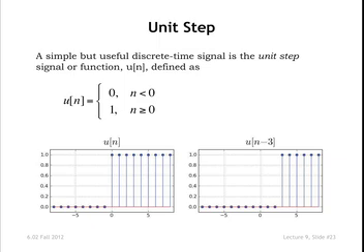And u[n-3] then, well, this will have the same value at n equals 3 that this had at n equals 0. So the point of transition for this waveform must be at n equals 3. Okay, so it's the same signal, but just delayed by 3. So u[n-3] just has its step 3 time instants later.